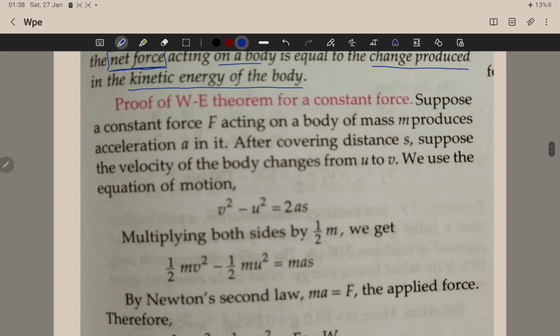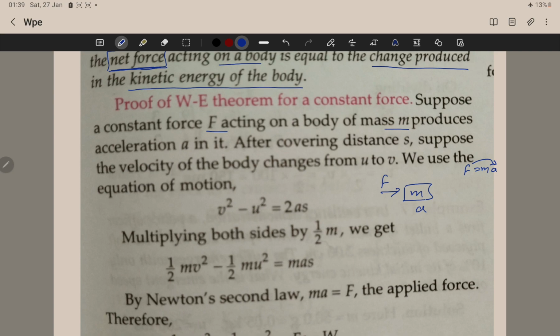Proof of the work energy theorem for a constant force. Let's start proving. Suppose there is a constant force F acting on a body of mass m. Let's say there is a body which has mass m, and we are applying some constant force F. It produces some acceleration. Because of the force, by Newton's second law, F equals ma. So because of the force, there is an acceleration a.